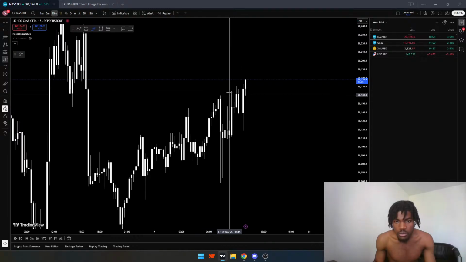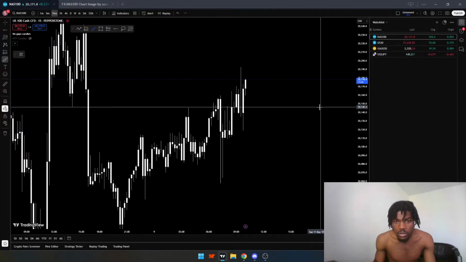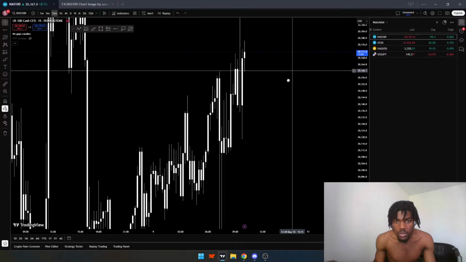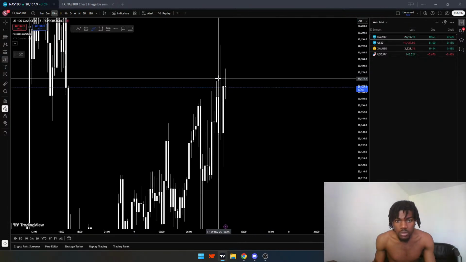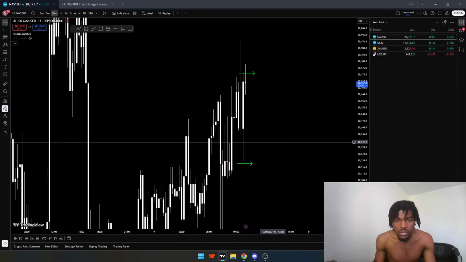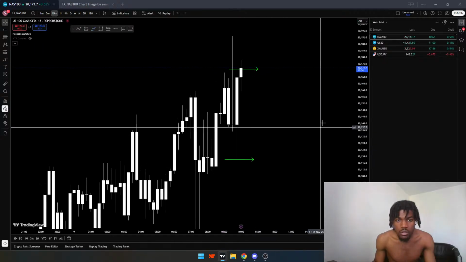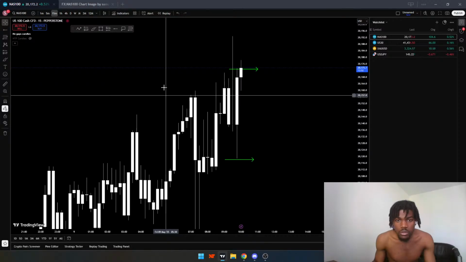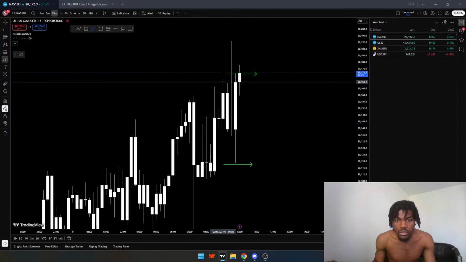Then we got that down candle there. Did we get a closure above that? We did. So we got this and this. That's the previous up candle, because we saw that there.